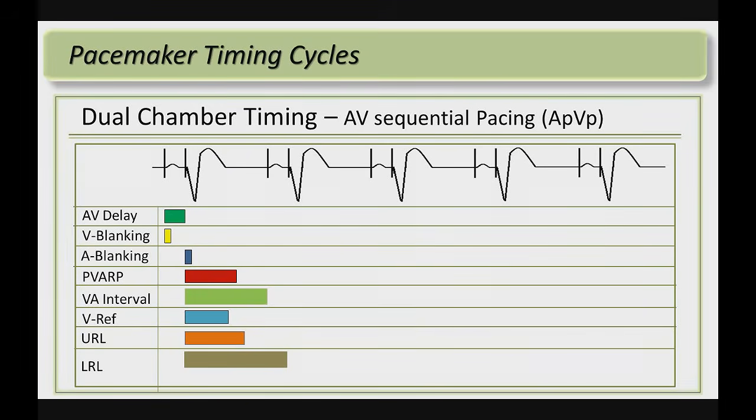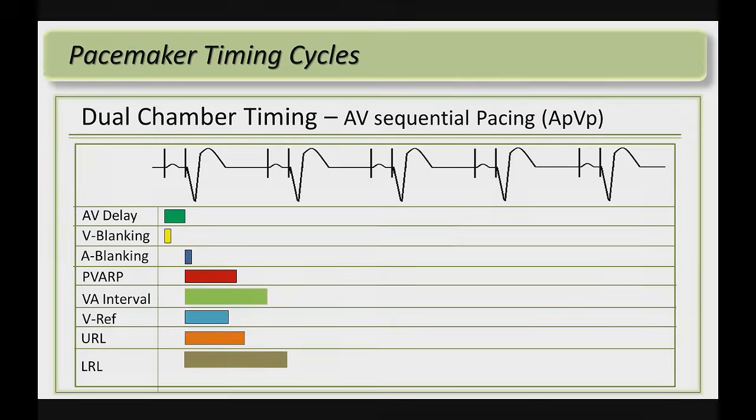We have the A blank after V pace, PVARP, which stands for post-ventricular atrial refractory period. Now the name describes it quite well. It's a refractory period for the atrium, but it starts after a paced or a sensed ventricular event. The VA interval, telling us how long after the ventricular pace till we need to atrial pace again. V refractory, our upper rate limit, and our lower rate limit.